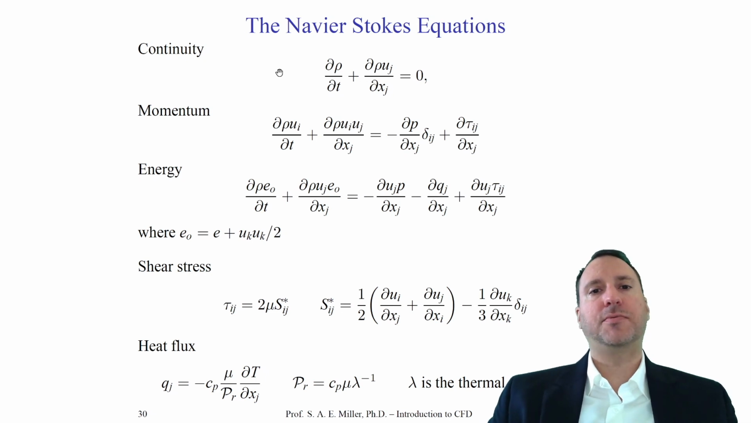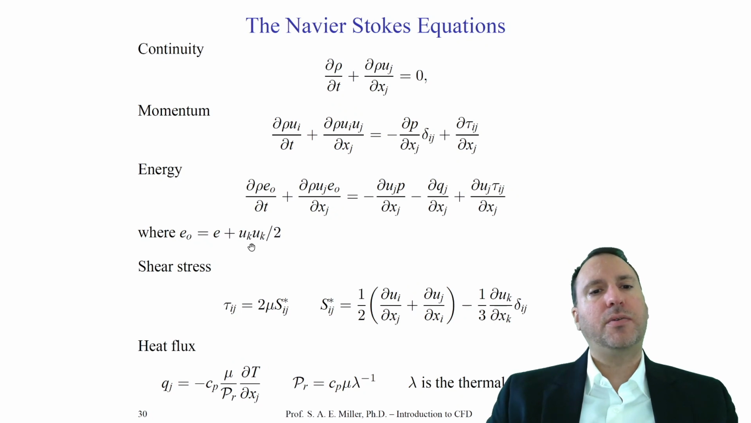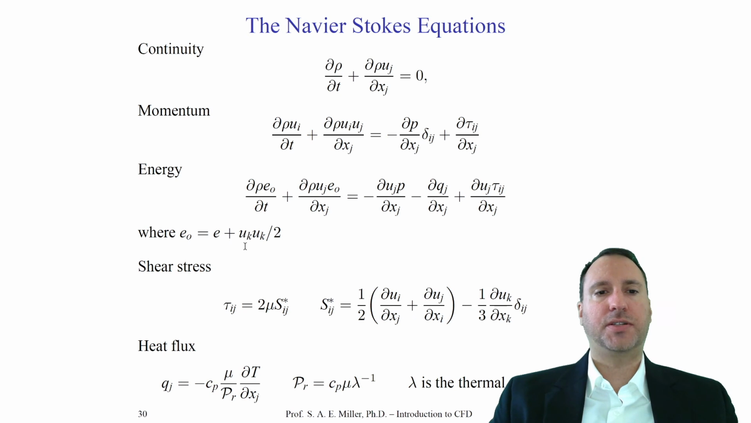They are the continuity equation, which conserves mass; the momentum equation, which is essentially a vector equation that conserves momentum, essentially Newton's law; and the energy equation, which conserves energy. This is essentially the first law of thermodynamics. Here, E naught will be an energy, and it goes as the specific energy plus the kinetic energy, u_k u_k over 2. Here, we have a dummy variable, k, so we sum from k equals 1 to 3 in 3 dimensions. So this will be u squared over 2 plus v squared over 2 plus w squared over 2 in the typical fluid dynamics framework.